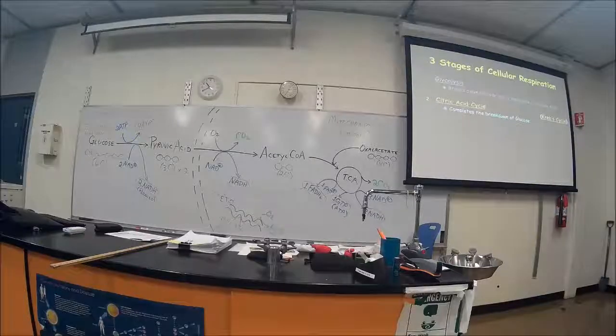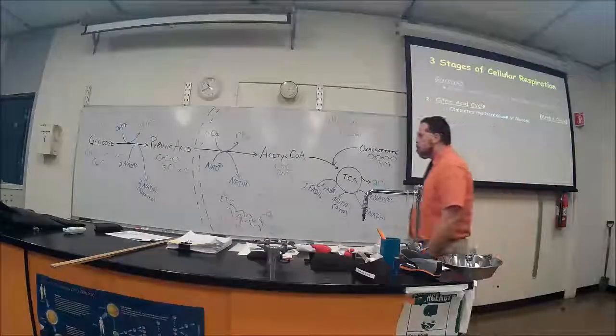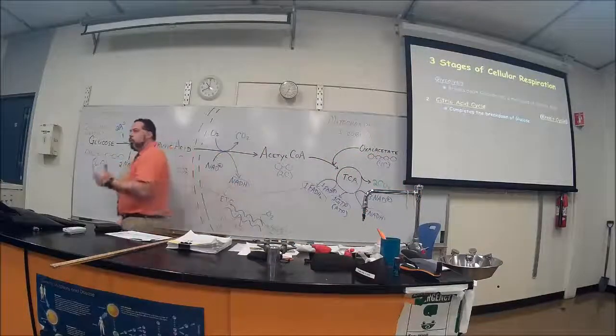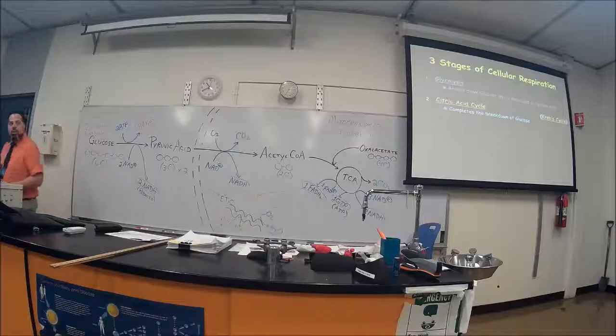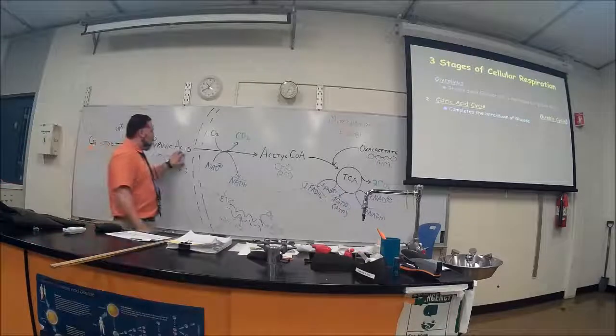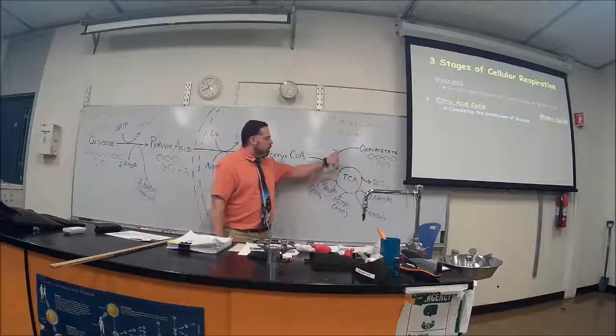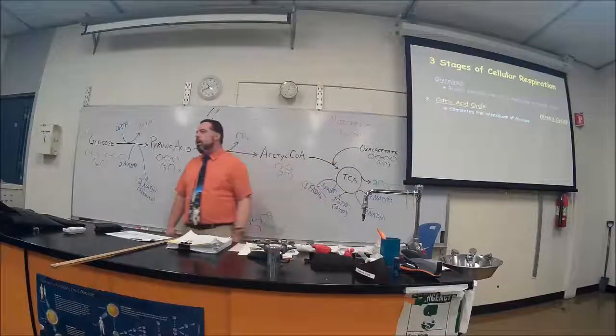Then we have the citric acid cycle, Krebs cycle, same thing. And that's going to complete the breakdown of the original glucose, right? It's going to take this pyruvic acid, you got the acetyl-CoA, and then it's going to enter here, and we're going to produce a lot of different things here.